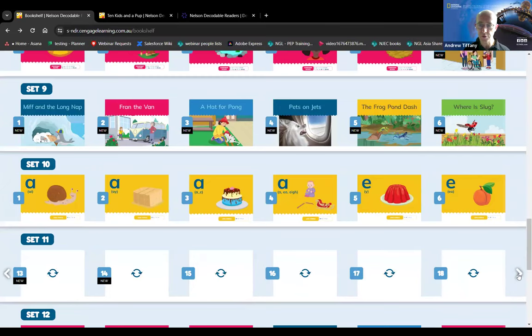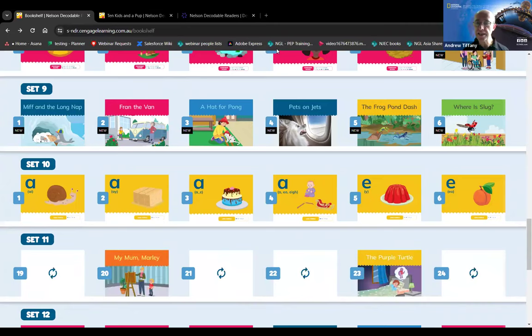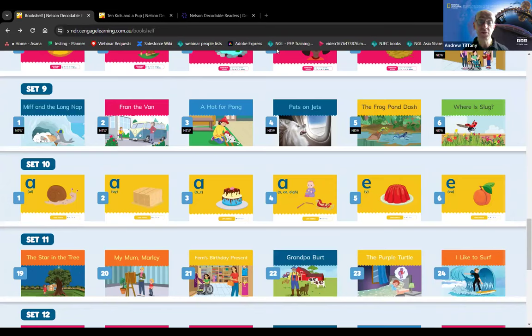Just takes a second for them to load. But in this set, there are 24 things alone, right? There are a lot of resources in the Nelson Decodable Readers materials. Okay, so if you're interested, do go check it out. We'll drop the link to the Nelson Decodable Readers website in there so you can take a look.